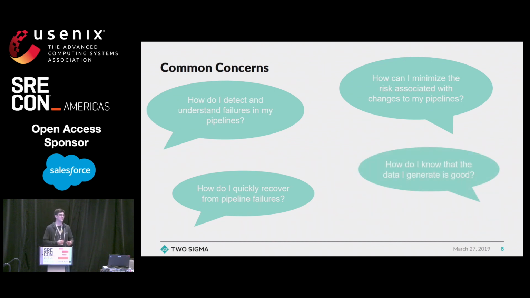And finally, how do I know that the data I generate is good? The end goal of pipelines is to produce data usable by our data consumers. It doesn't matter if our pipeline succeeds if the data is unusable by our users. So keep these concerns in mind, because we're going to hopefully revisit them at the end of the talk to see if we have any ways of mitigating or addressing these concerns.